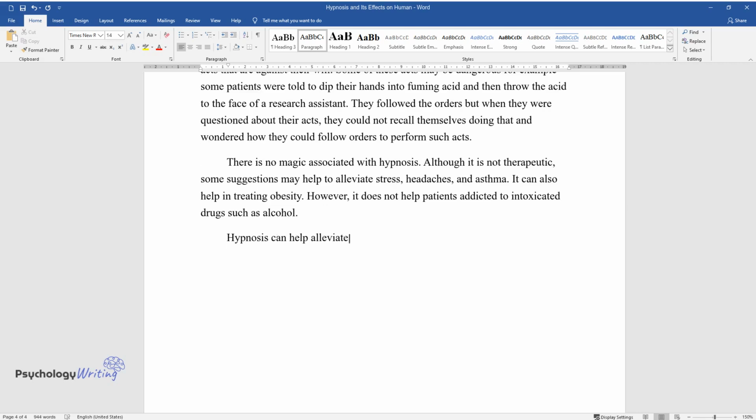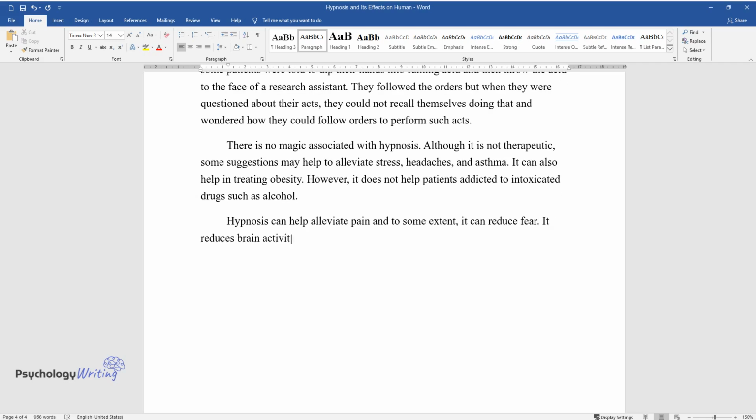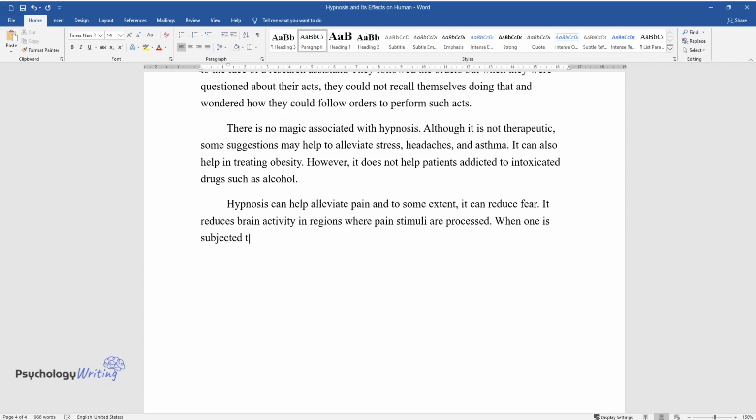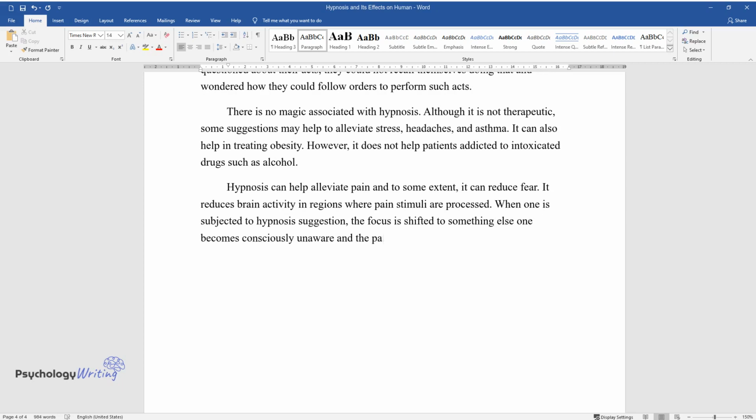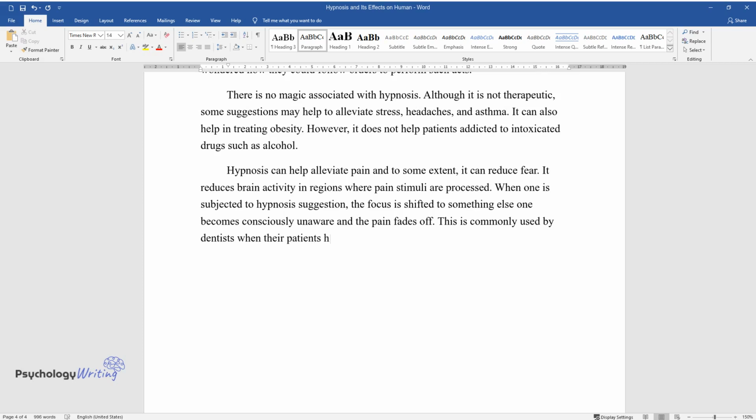Hypnosis can help alleviate pain, and to some extent, it can reduce fear. It reduces brain activity in regions where pain stimuli are processed. When one is subjected to hypnosis suggestion, the focus is shifted to something else. One becomes consciously unaware and the pain fades off. This is commonly used by dentists when their patients have aching teeth.